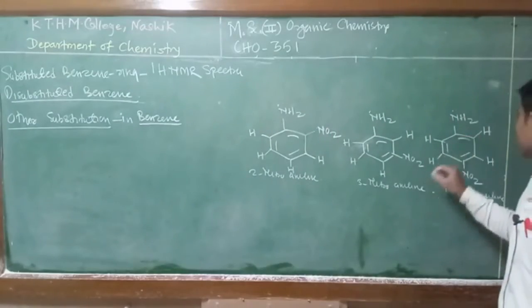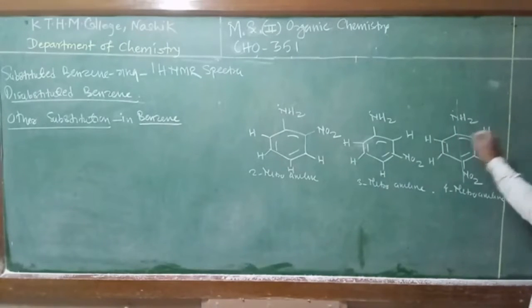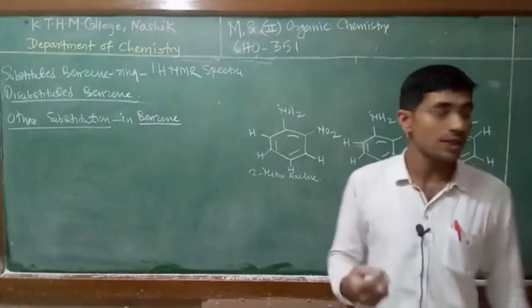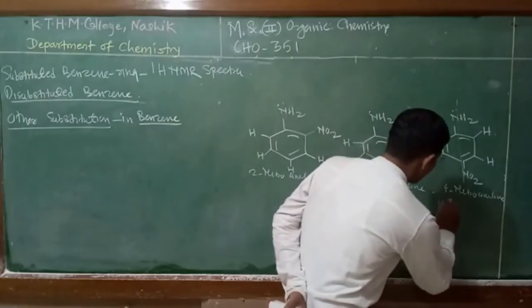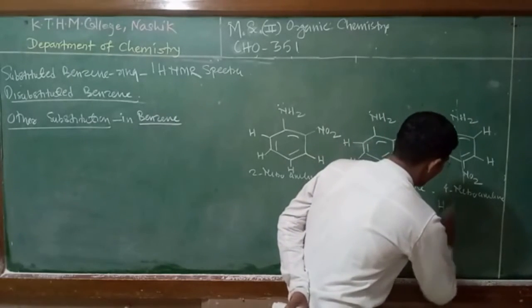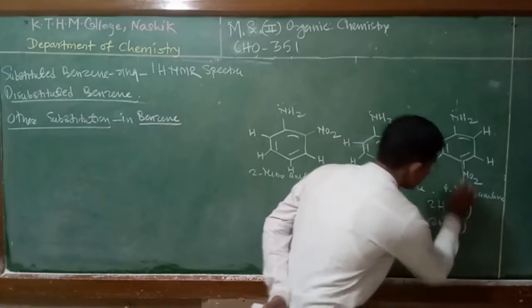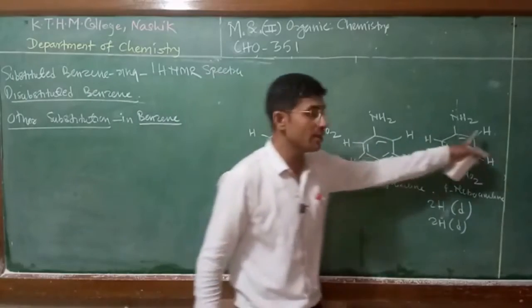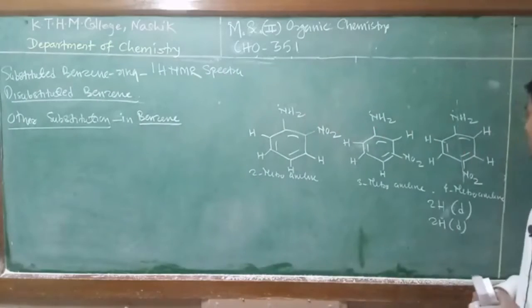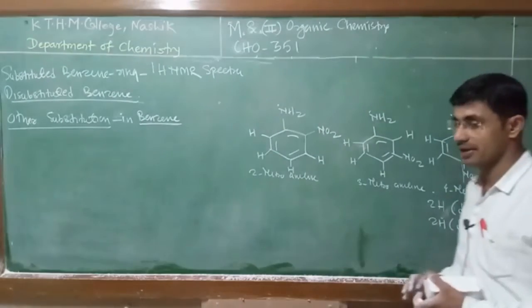In this case, these protons by symmetry are chemically equivalent but magnetically non-equivalent. Means these two protons, and in the same way these two protons, are chemically equivalent but magnetically non-equivalent. On this basis, these two protons show a doublet signal, and these two hydrogens also show a doublet, sorry, doublet and doublet. Two doublets, which easily recognize the para disubstitution pattern here.